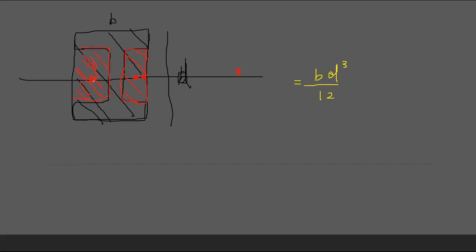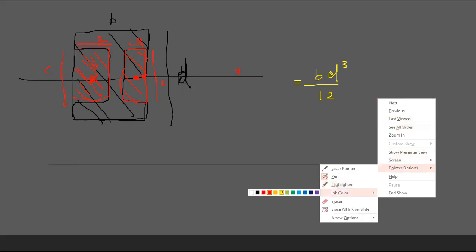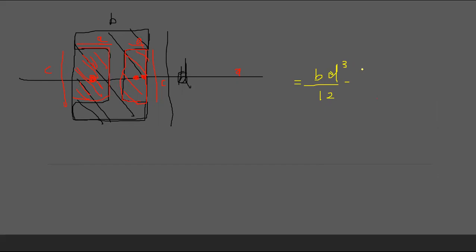The centroid of this lies on this axis, because this is symmetric. Let's say this is C and this is A. So what happens is, from that square, you remove those two smaller squares. You remove the I value of BD cube over 12 for the small square, and the other square is also AC cube over 12. So in this way you can find it easily, right?